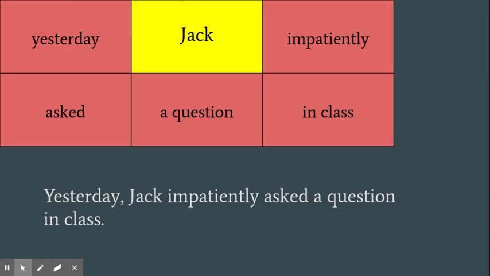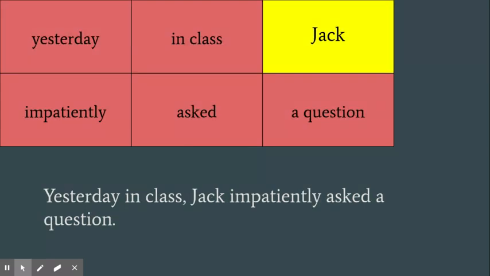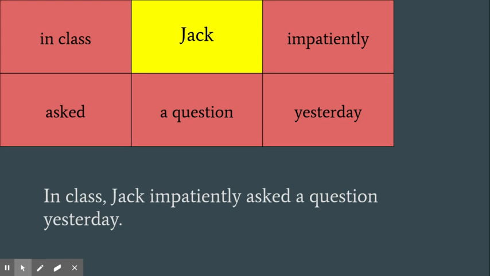Yesterday, comma, Jack impatiently asked a question in class. Or what about Jack impatiently asked a question in class yesterday? Or yesterday in class, comma, Jack impatiently asked a question. This one I don't like as much, this last one. In class, comma, Jack impatiently asked a question yesterday. It seems a little convoluted. I kind of like it if the where and when are in the same general area, so I don't like that one as much. But it's important to realize that you have options in ordering the words in your sentences.